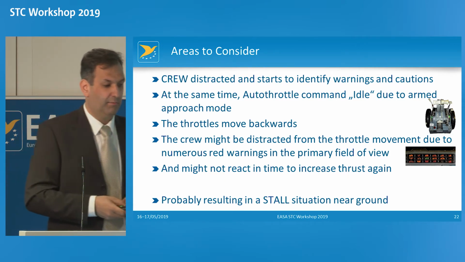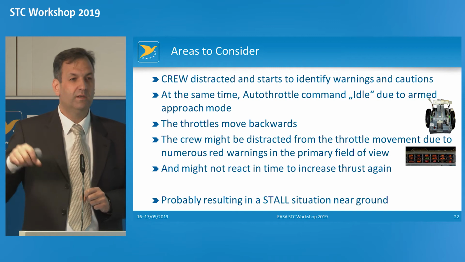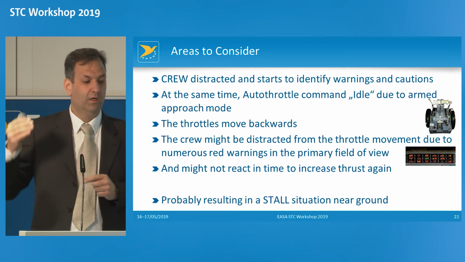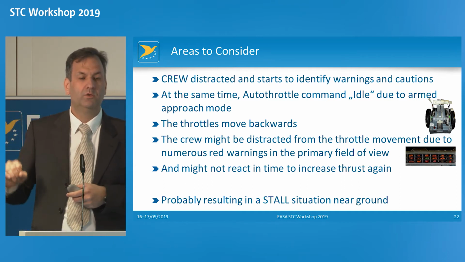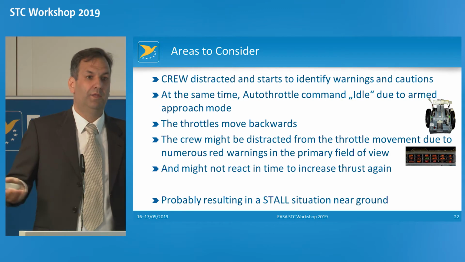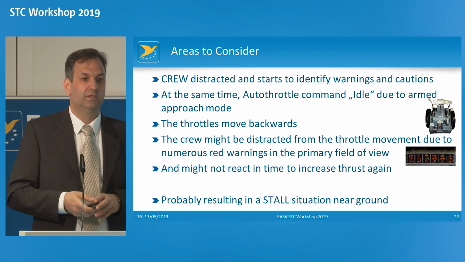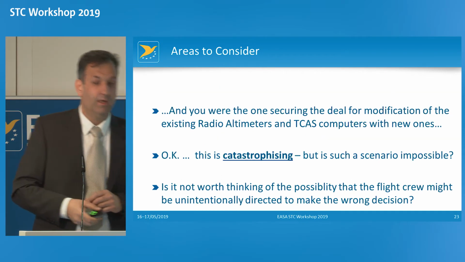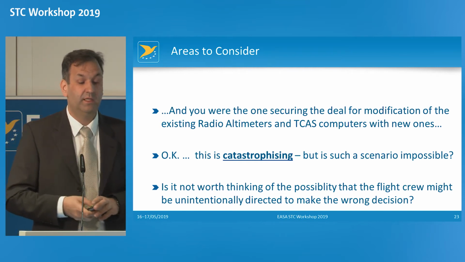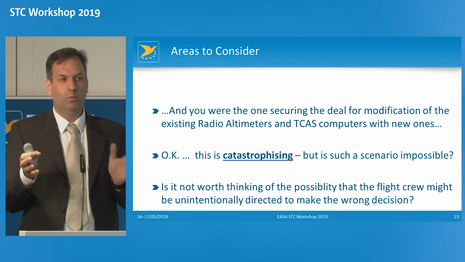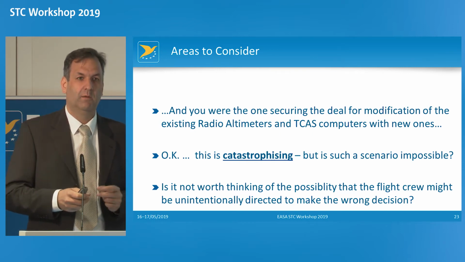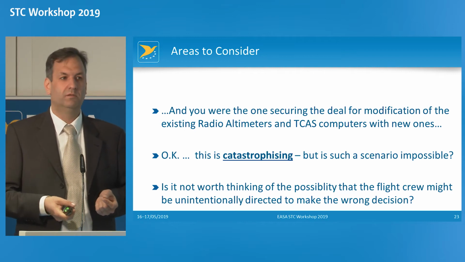Maybe not as foreseen by the handbook. And they might not see that the throttles move backward. Not at the first moment, after a while for sure. But if they are too slow to come back and put the thrust in again, it might happen that they have lost thrust already, resulting in a stall. Okay? And you were the one happily securing the deal to modify the existing radios and TCAS computers with new ones. You might think, oh, what impact might this have? Yes, it might have an impact. I agree, it is catastrophizing. But is such a scenario really not possible?